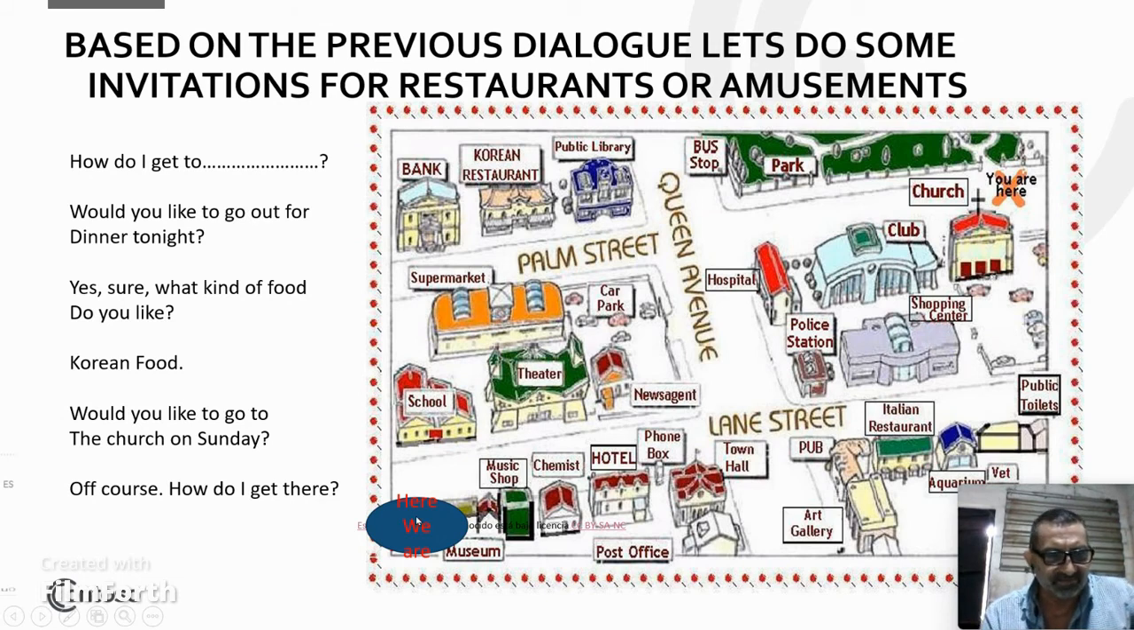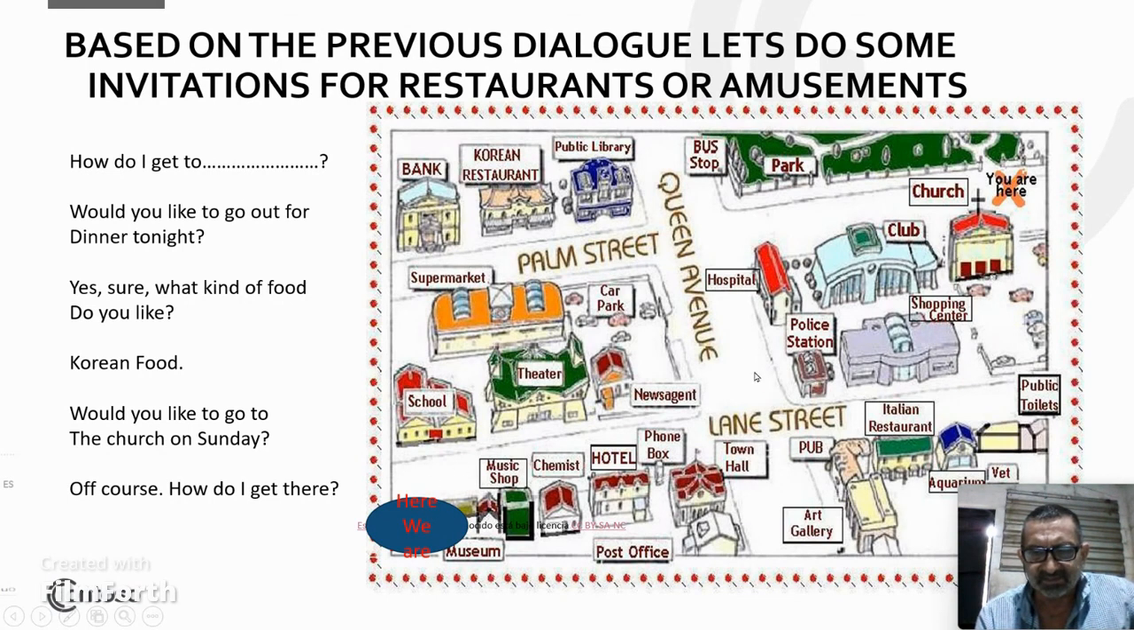Okay, now the next. After they have dinner, so it's probably on Saturday or Friday, then he is asking her, would you like to go to the church on Sunday? If the answer is of course, how do I get there? And then he is going to explain how to get to the church. So, how do I get to the church? Go up Lane Street, make a left on Queen Avenue, and arrive on Palm Street. And then right across from the park, you will see the church.